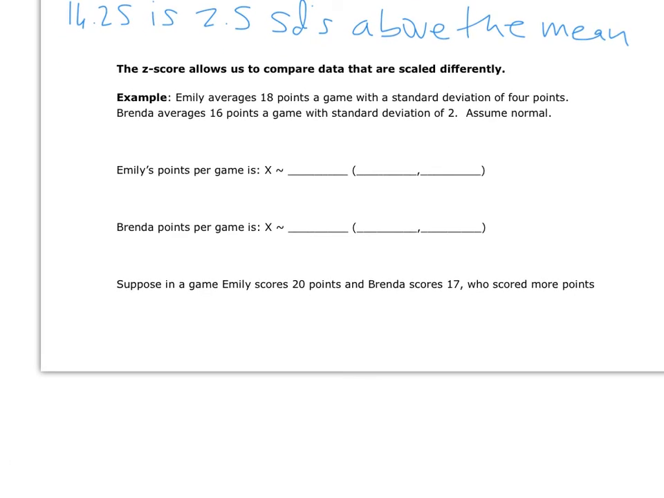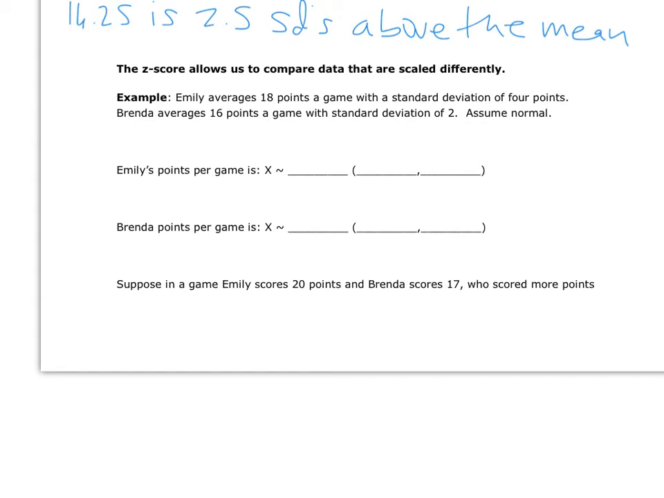Another thing that z-scores allow us to do is standardize any normal random variable, and we're going to see later why that's important. We also can compare data values that are scaled differently. We looked at this a little bit when we looked at z-scores before. So we have this example from basketball. Emily averages 18 points a game with a standard deviation of 4 points. Brenda averages 16 points a game with a standard deviation of 2. And we're going to assume that the points scored in a game is normal.